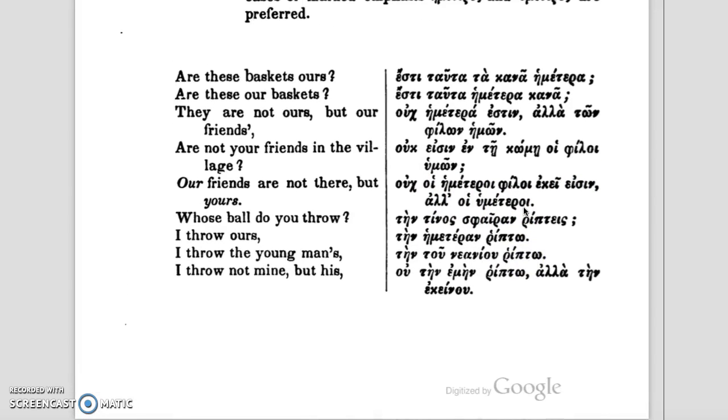Oh, sorry, I keep scrolling down. Okay. Whose ball do you throw? Ten tinos sferan. Now look here, ten sferan is the ball. Ten tinos sferan, the whose ball, the of whom ball. So ten tinos sferan is whose ball? Riptis. Do you throw? Ten tinos sferan riptis.